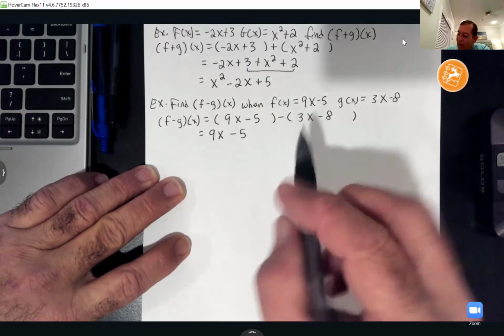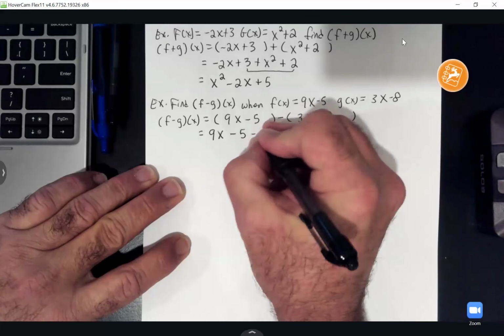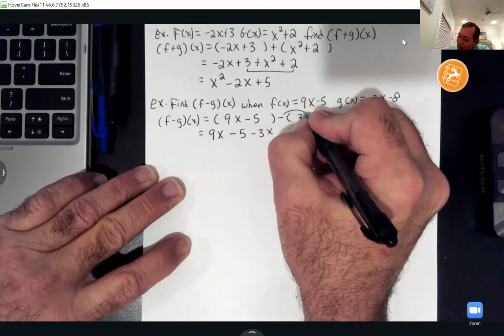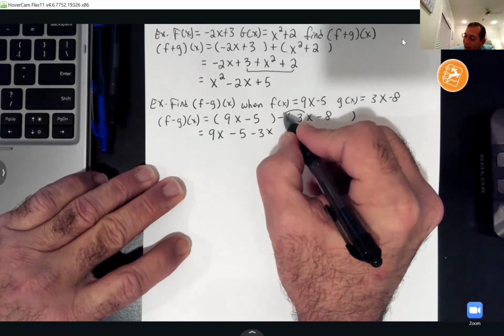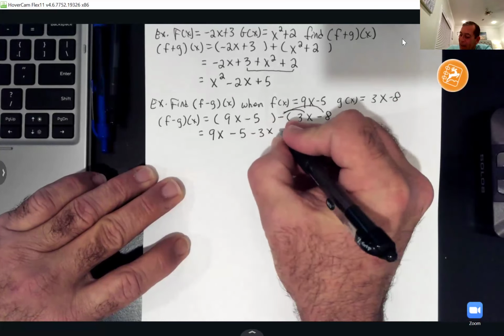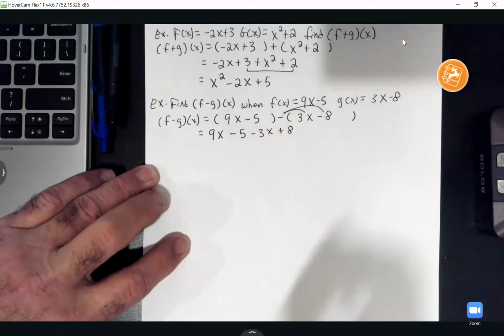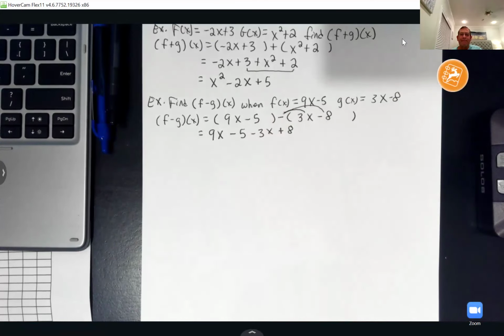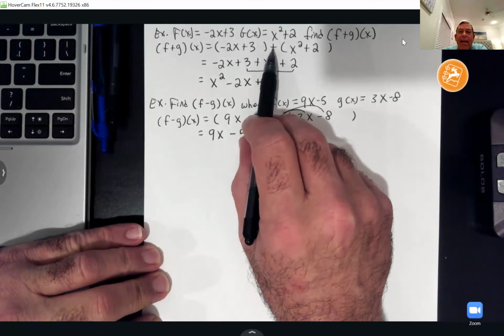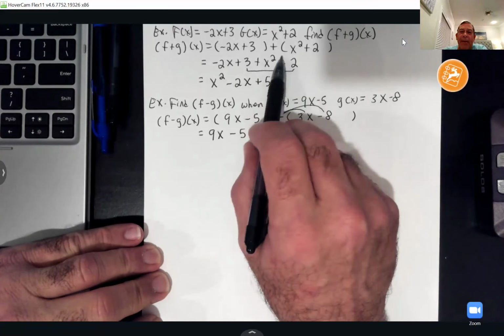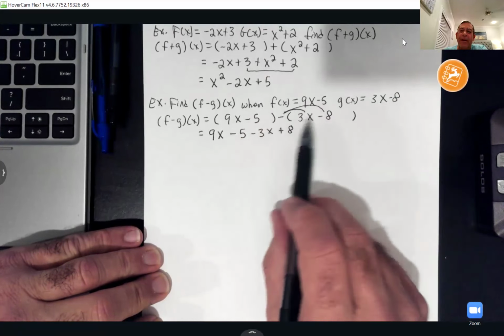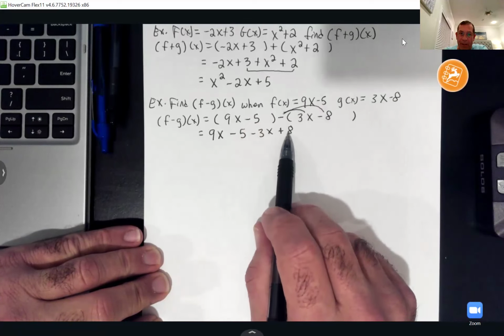Because y'all got subtraction here, remember? Minus 3x minus 8. Oh, you're so close. Plus 8. Because remember, you got a negative times a negative, and it's going to be a plus. There you go. So I want y'all to notice up here, if you follow adding, they came out the same sign. But if you follow subtraction, that positive turns negative and a negative turns positive, okay?